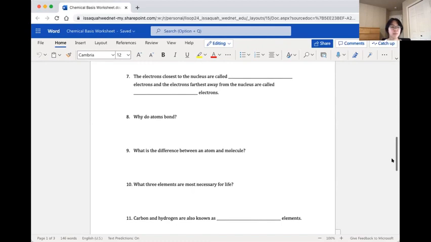And so, like somebody's already said, number 9, what is the difference between an atom and a molecule? An atom is what makes up a molecule, and a molecule is made out of atoms. So basically the atom is smaller and the molecule is bigger.